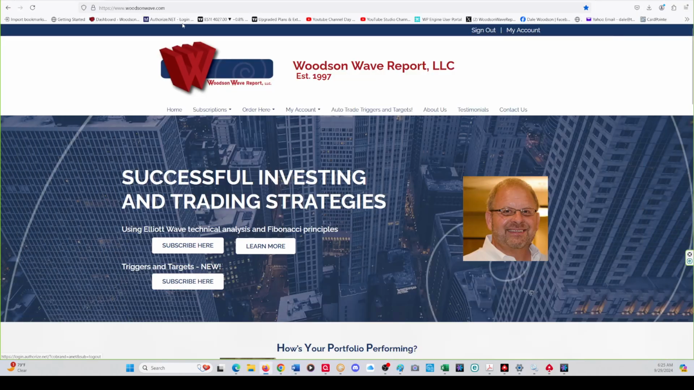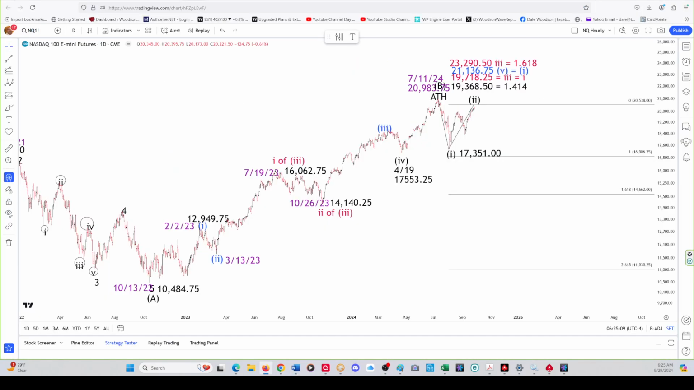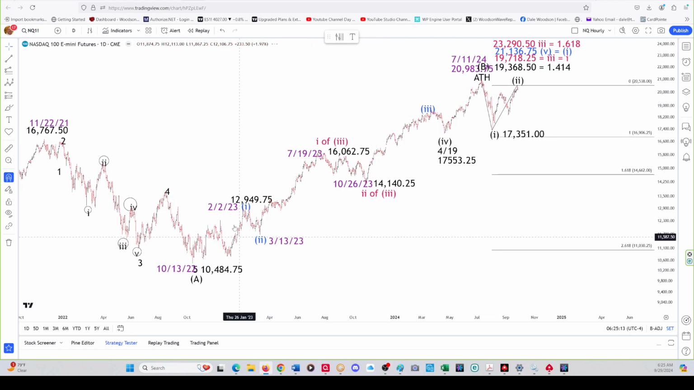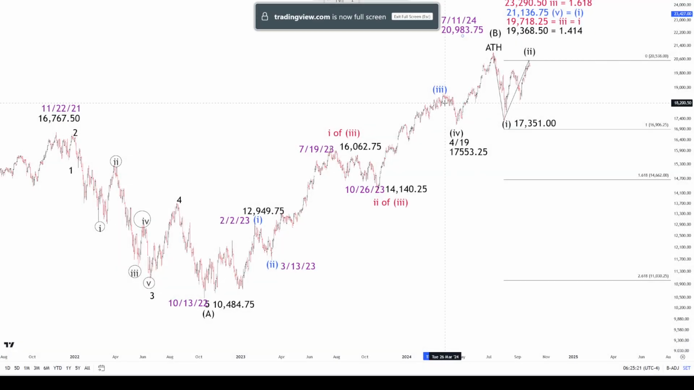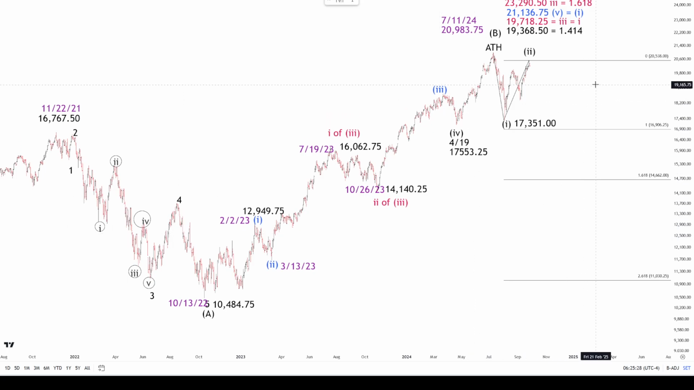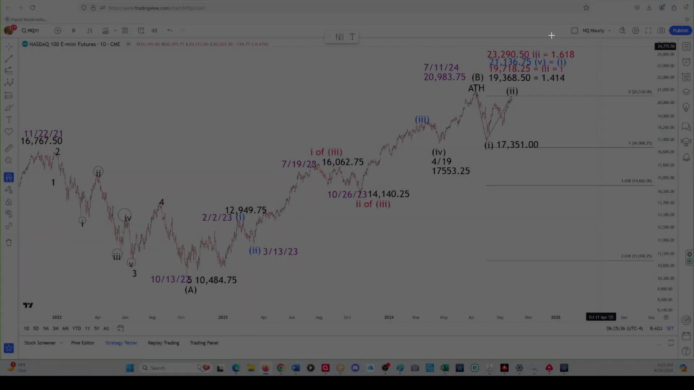Here's that NASDAQ chart. You can see in the blue we've got a 1, 2, 3. That should be blue 4 and blue 5. You can see the high so far is at 20,983 on the 11th. There's our other targets and different wave counts there. So it's sitting up there, and as long as that high holds, we've got a 1 down and a 2 up with those other targets there.